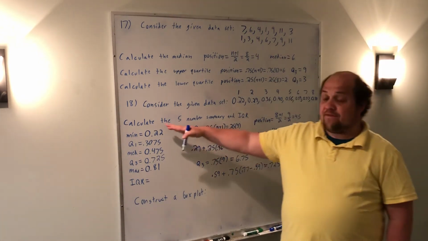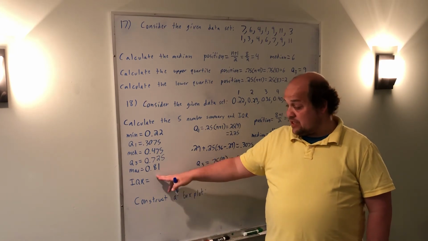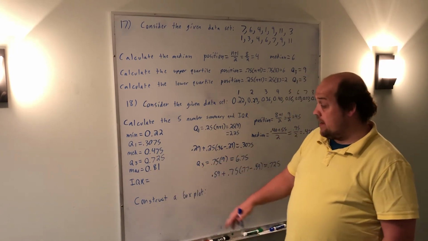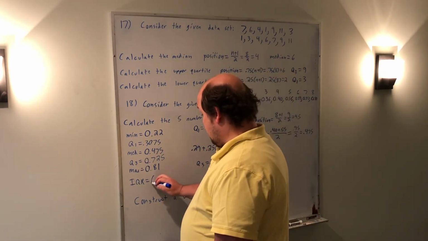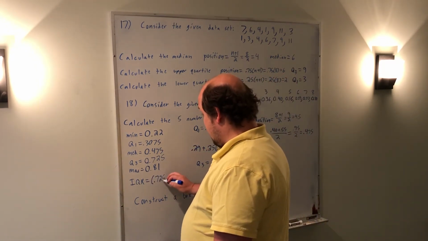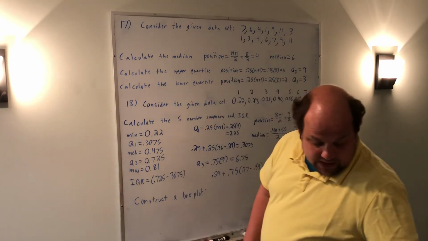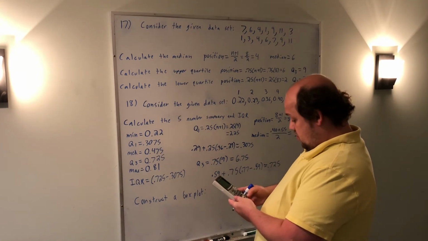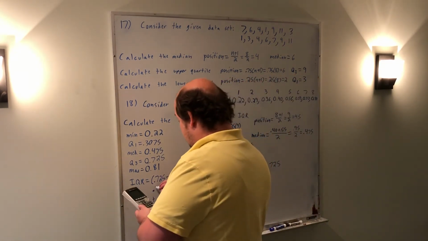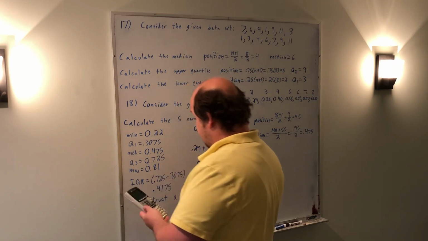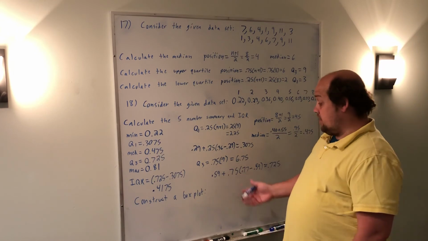I now have my 5-number summary. The last thing it asks me for within this section is the IQR. Remember that IQR is just Q3 minus Q1. So the IQR is going to be 0.725 minus 0.3075. When I put that in my calculator, I get an answer of 0.4175 for the IQR.